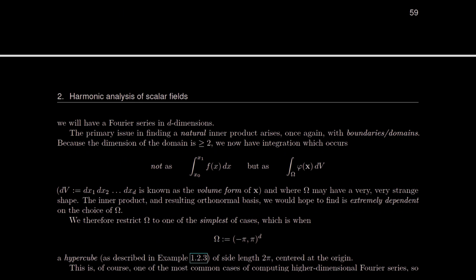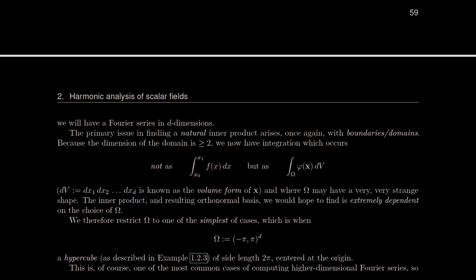Because of this idea that everything is so dependent, when I form this inner product, on the shape of omega, we're going to have to learn a little bit more about everything before we get too much into it. So what we're going to do instead is we're going to choose one of the simplest, and perhaps the simplest, omega as a subset of d-dimensional space. So if I want to be in d dimensions, we're going to let omega be the hypercube of side length 2 pi centered at the origin. Okay, so this is just going to be a d-dimensional cube. Every side length is 2 pi. It's going to be centered at the origin.